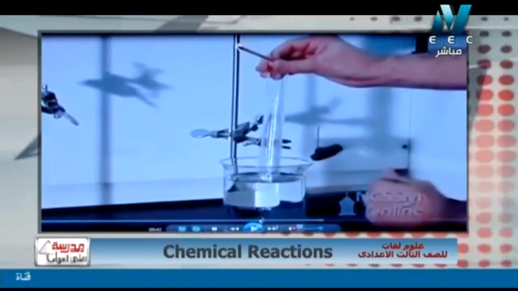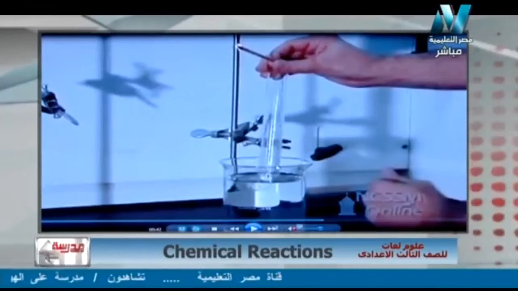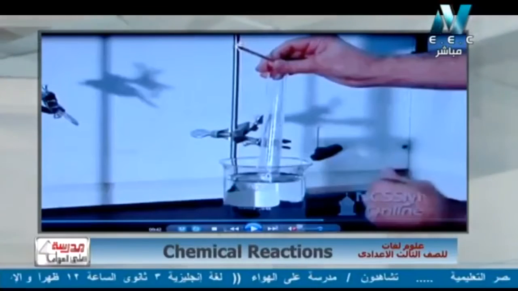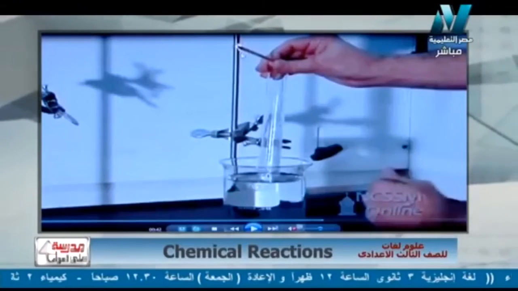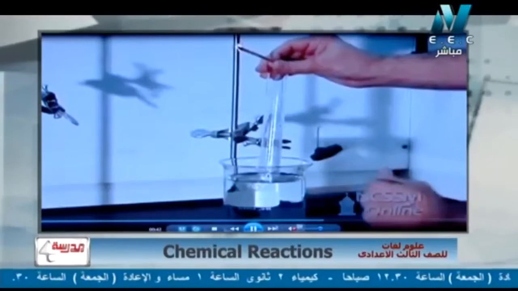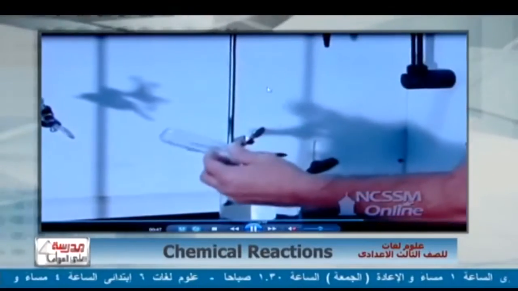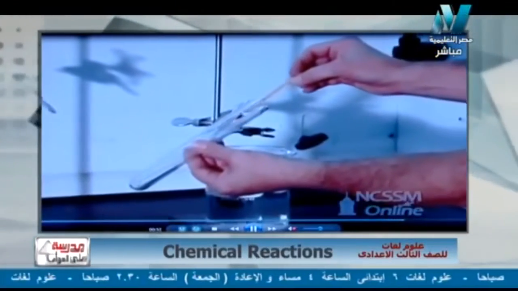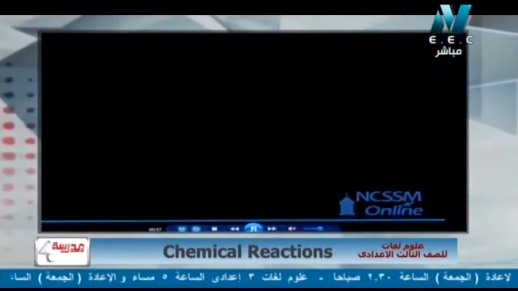How can we indicate the presence of oxygen here in this test tube? By using, for example, a flammable substance, or using a match, or a glowing splint, as you like. Oxygen helps in burning but doesn't burn. So as you see, the flame here will increase, because oxygen helps in burning but doesn't burn.